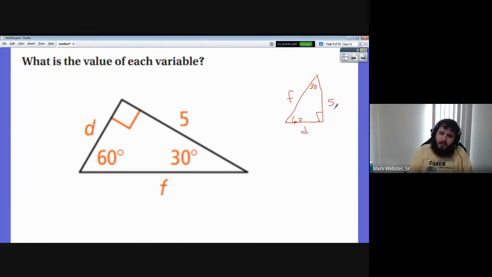So I want to get D and I want to get F. I want to get the small side. It's opposite the 30. I want to get the hypotenuse. It's opposite the 90. So I'm going to go from 5 to D. That means I'm going to divide by radical 3, which means that D is going to be 5 over radical 3. Which, when I rationalize the denominator, I get 5 radical 3 over 3. And this is all set.